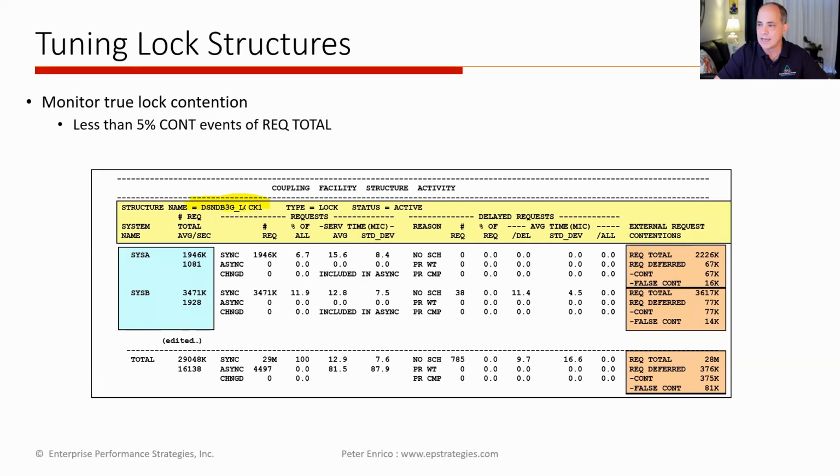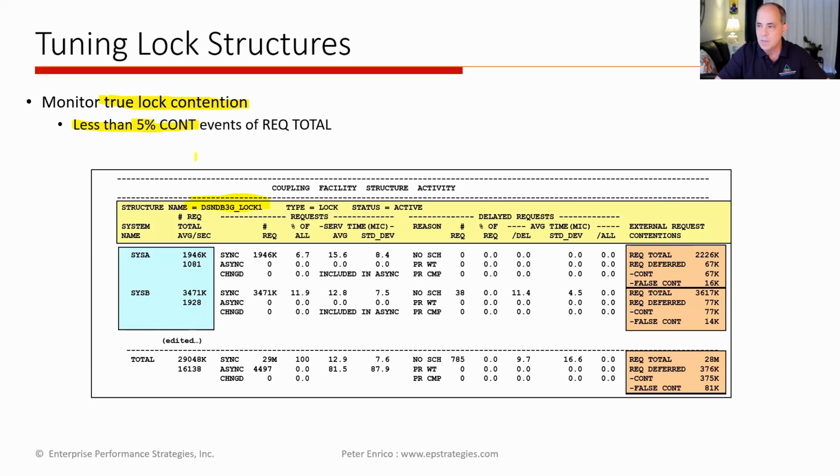So here we're looking at the lock structure on this particular coupling facility. When you're monitoring true contention, the good guideline that we use is we want less than 5% of our contention events to be true contention events. In other words, of all the requests being made to the coupling facility for this lock structure, we want less than 5% to be due to contention.